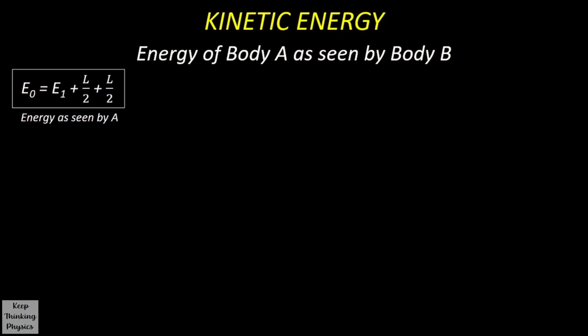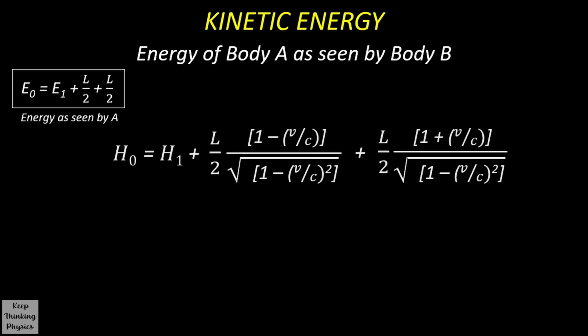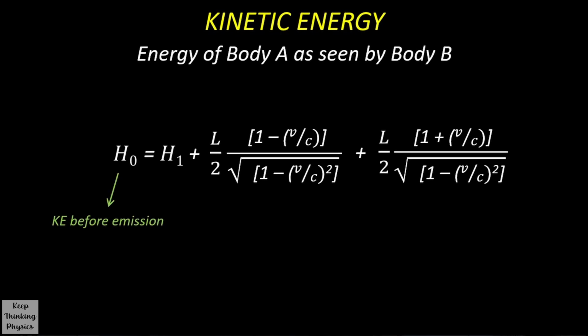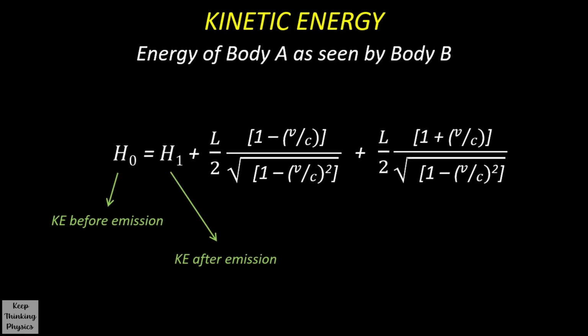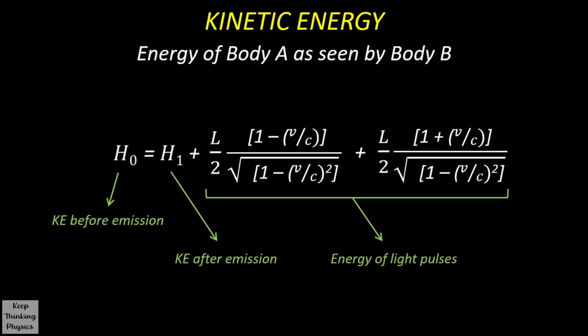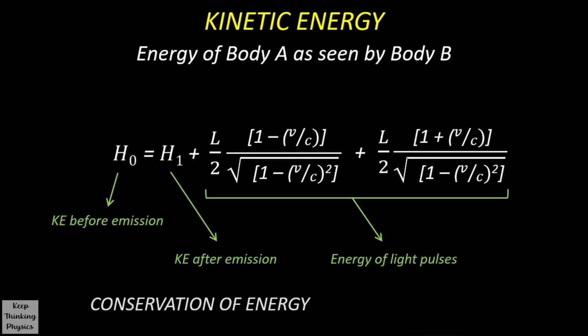As a reminder, body A measured the total energy of its system like this: E0 equals E1 plus the energy of the light. But when body B measures the energy of body A, we get this expression. Here we have H0, which is the kinetic energy of the body before emission, and this equals H1, the kinetic energy of the body after emission, plus the energies of the two light particles which are emitted. The energies of the light particles have been modified due to their motion according to Einstein's earlier expression. So this relationship also satisfies the law of conservation of energy.